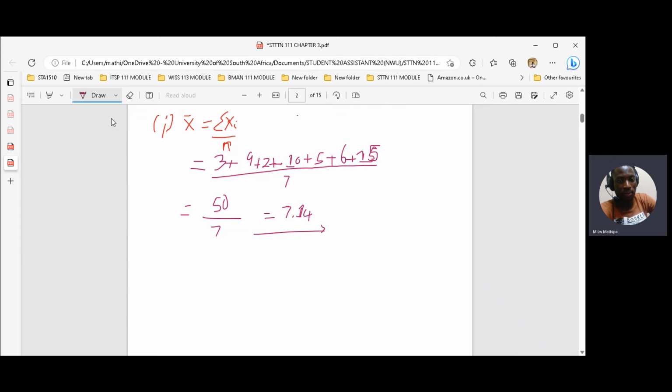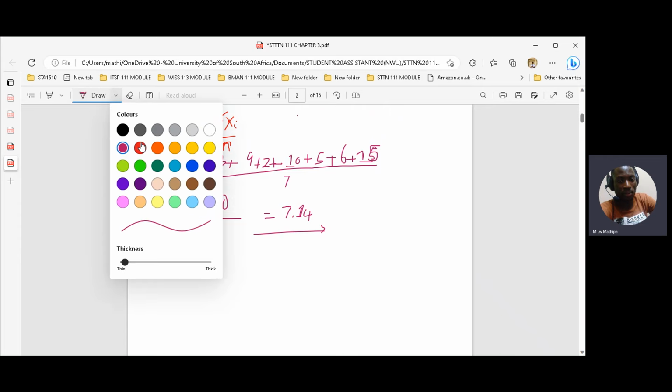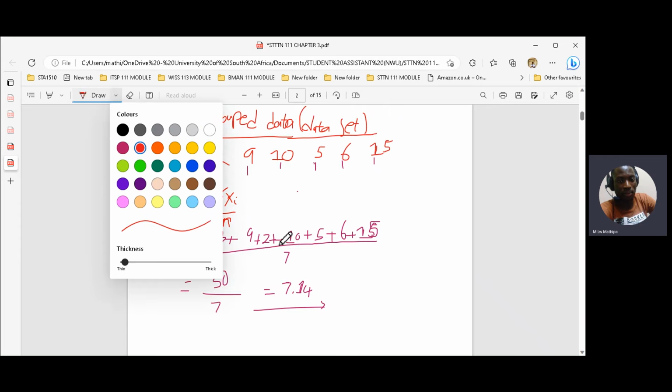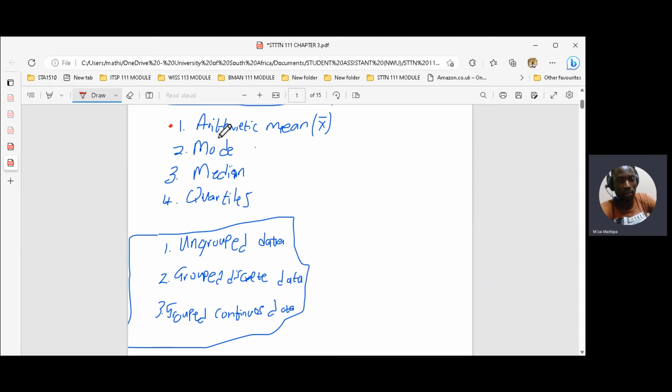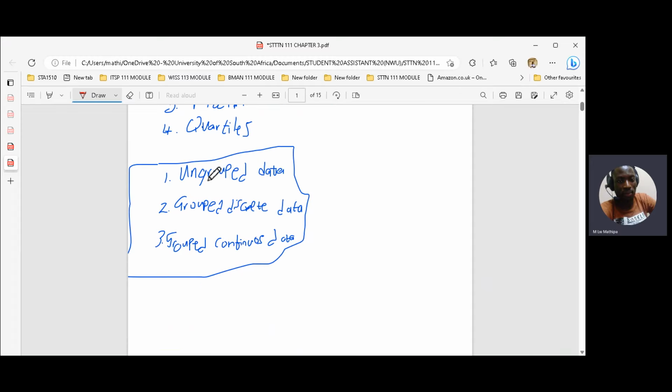Now let's move to Roman figure 2. We are done with ungrouped data for the arithmetic mean. Now let's focus on the mode.